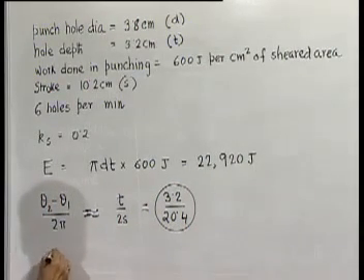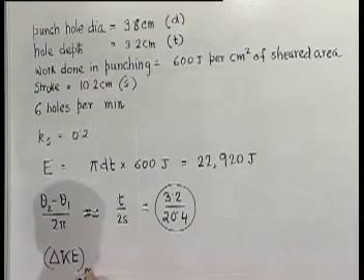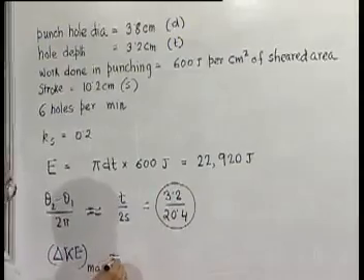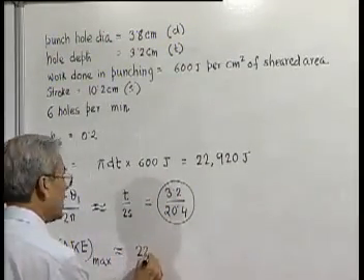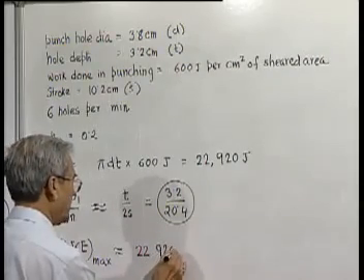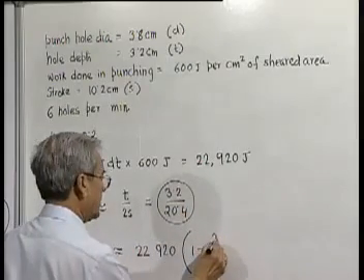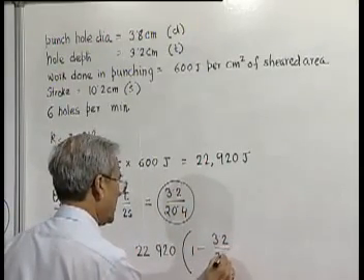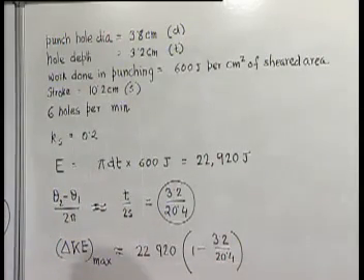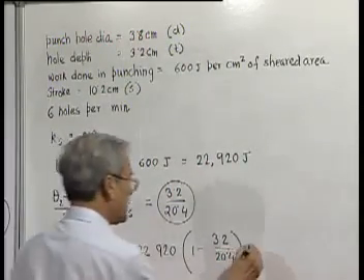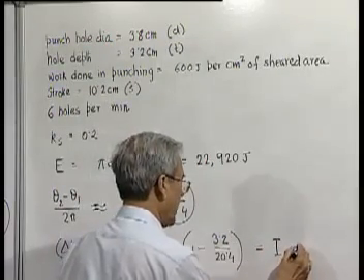So the maximum fluctuation of energy will be approximately equal to energy E, which is 22,920 into 1 minus that factor, and this must be equal to the moment of inertia of the flywheel times average omega square.